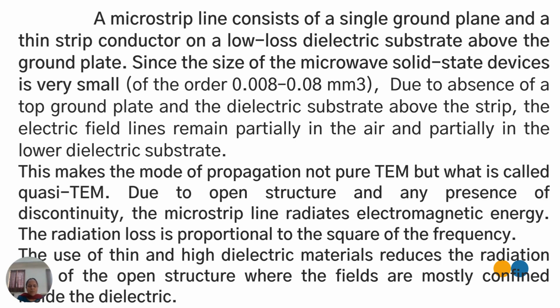The radiation loss is proportional to the square of the frequency. The use of thin and high dielectric materials will reduce the radiation loss. How thin the dielectric material is chosen, and how high the dielectric constant is, matters. If we have a very high dielectric constant and use thin dielectric material, it will reduce the radiation loss of the open structure, where the fields are mostly confined in the dielectric.